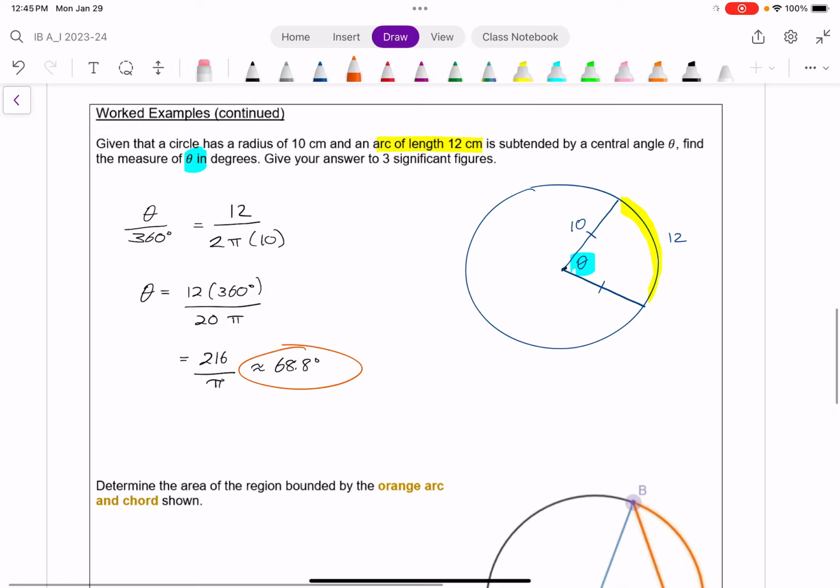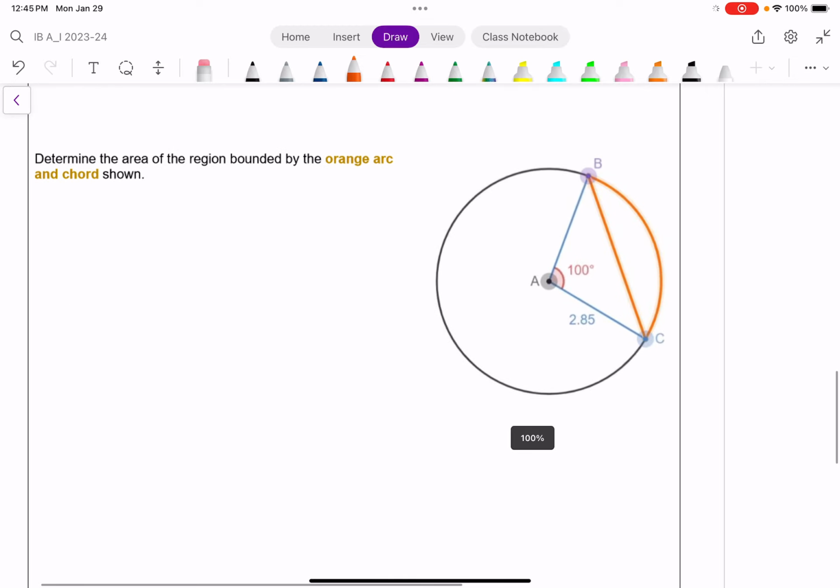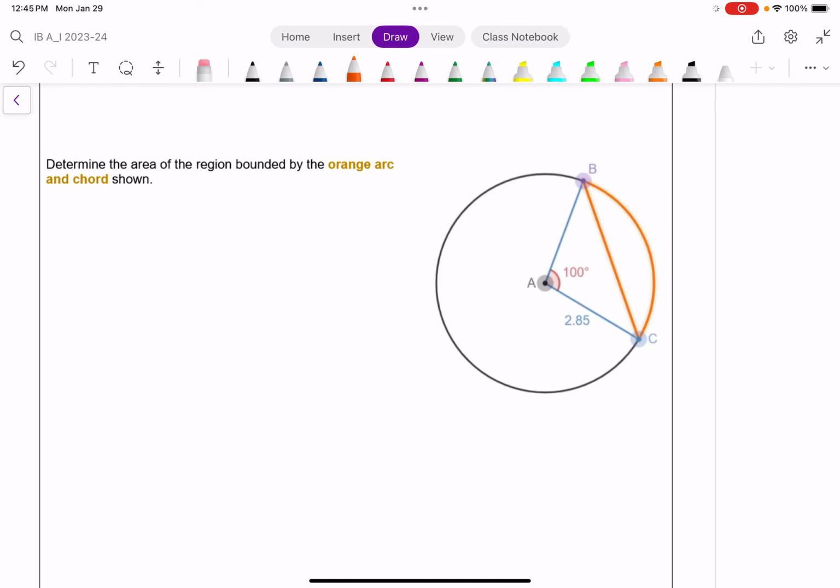All right, so last question, trickiest question. I want to find the area of the region bounded by the orange arc and the chord. Now a chord is a line that goes through a circle but not through the center, so that's a chord right there. And so I want to find the area between the chord and the arc, which means I'm looking for this angle, this region here, the area of that region there.